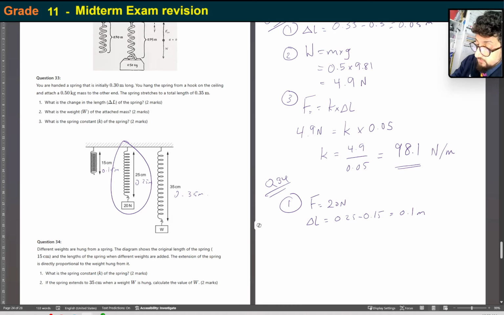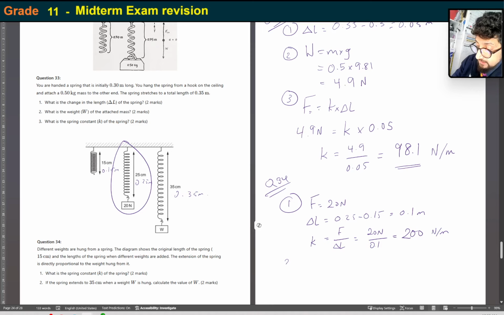So anyway, I've got the length, I've got the force, so I can work out K. So K is going to equal force all over change in length, which is going to equal 20 newtons all over 0.1, which is equal to 200 newtons per meter.